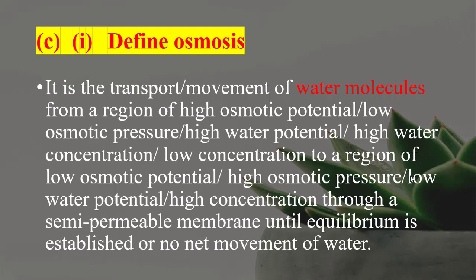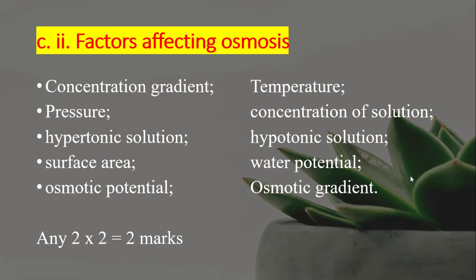That's okay for osmosis. Let's move on to II, which deals with the factors affecting osmosis. For 2 marks, you have to provide 2 factors. So any 2 here: concentration gradients, pressure, hypertonic solution, surface area, osmotic potential, temperature, concentration of solution, hypotonic solution. Any 2 of these for 2 marks.